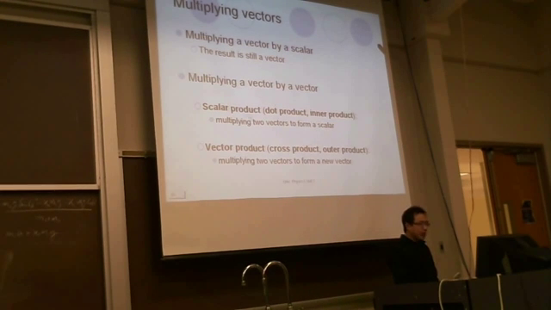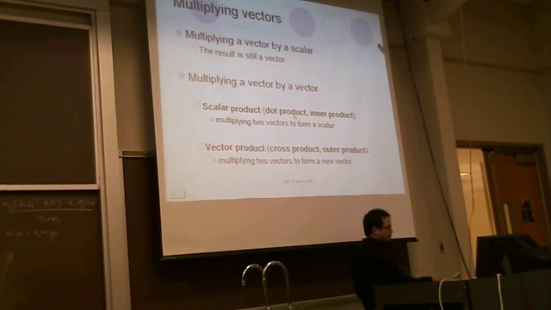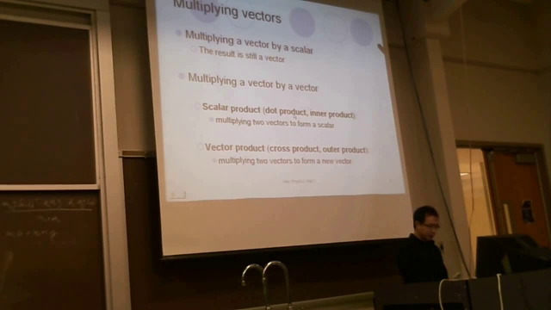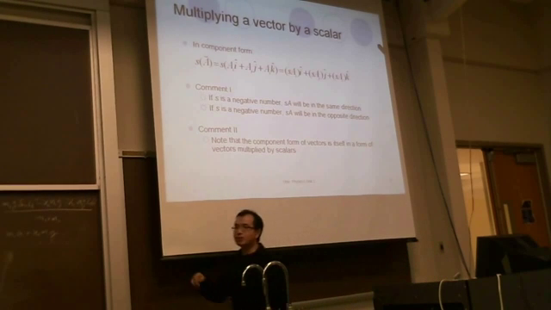Here, I would like to note that I prefer the names dot product and cross product instead of scalar product and vector product, because sometimes we may confuse them with multiplying a vector by a scalar. So dot product or inner product is one kind of operation. Cross product or outer product is another kind of operation we need to talk about. First, of course, let's look at the simplest one.